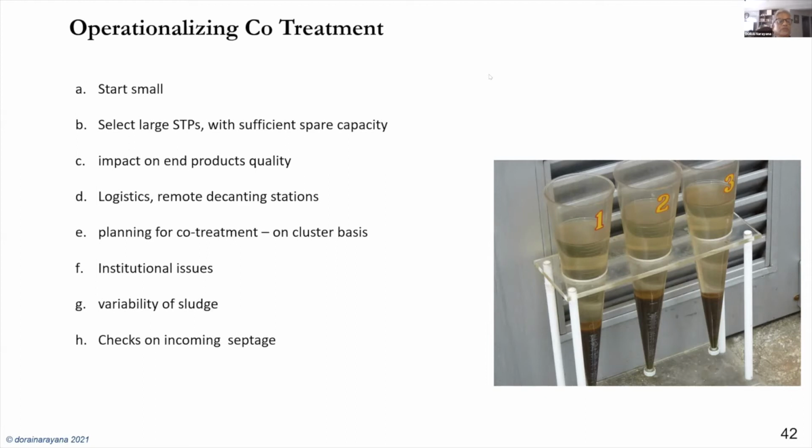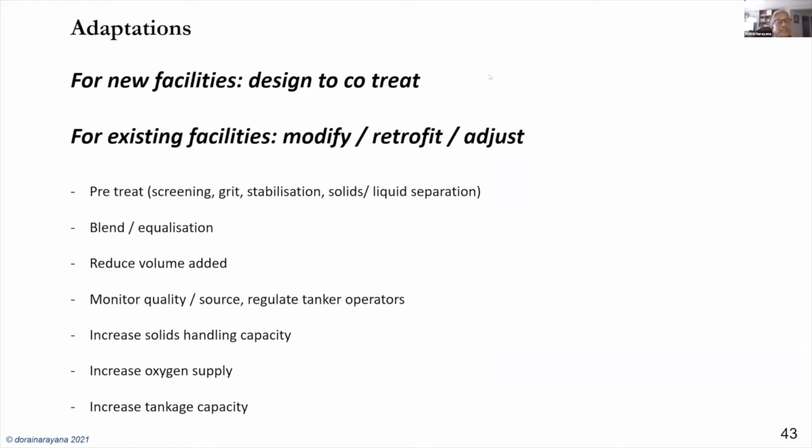The institutional issues, these are real and must be addressed right up front. The variability of sludge is an issue, and every tanker could be different. And there should be some kind of a check on the incoming septage. Besides, if you can have a system of regulation where the tanker operators need to have records of where they are bringing the sludge from, and there is some accountability placed on the tanker operators for the sludge that they are dumping in. Right? So for new facilities, it's easy.